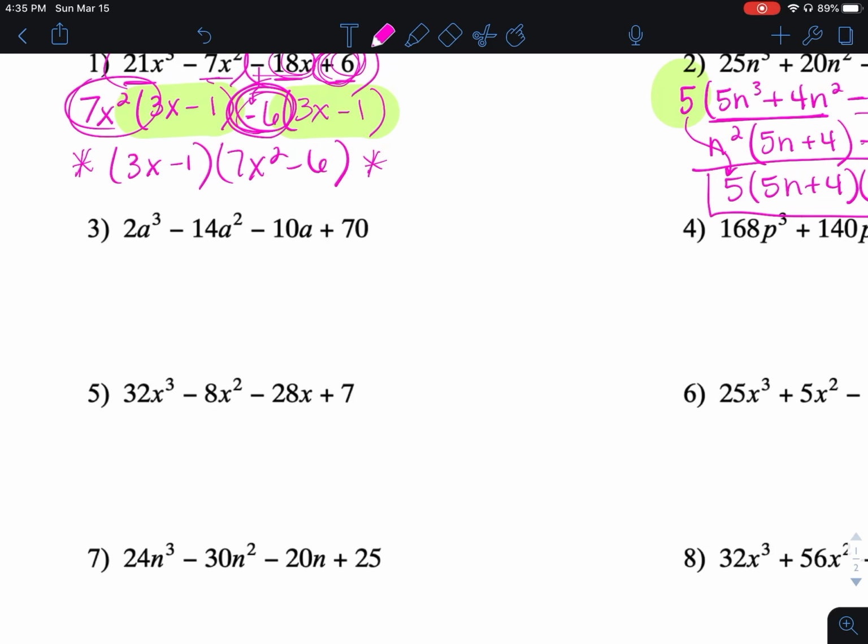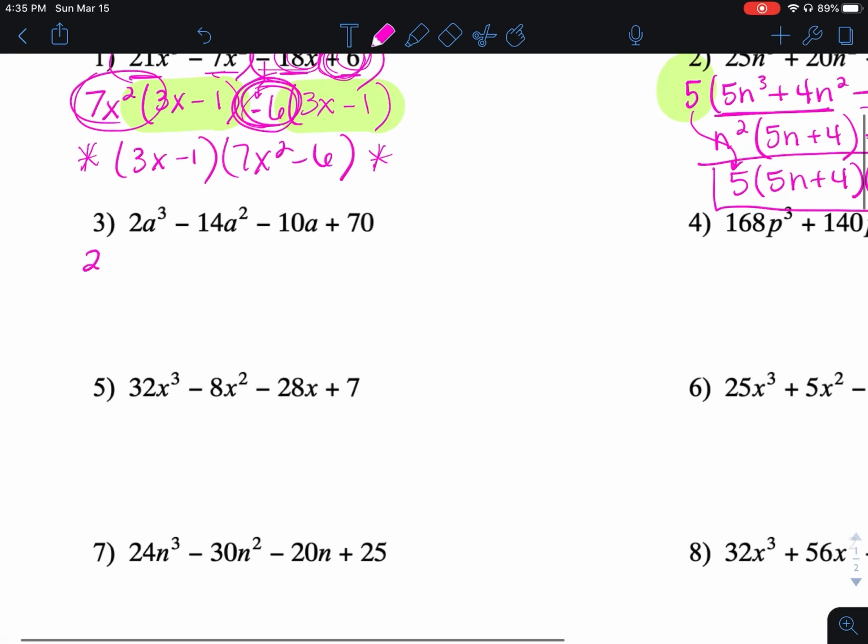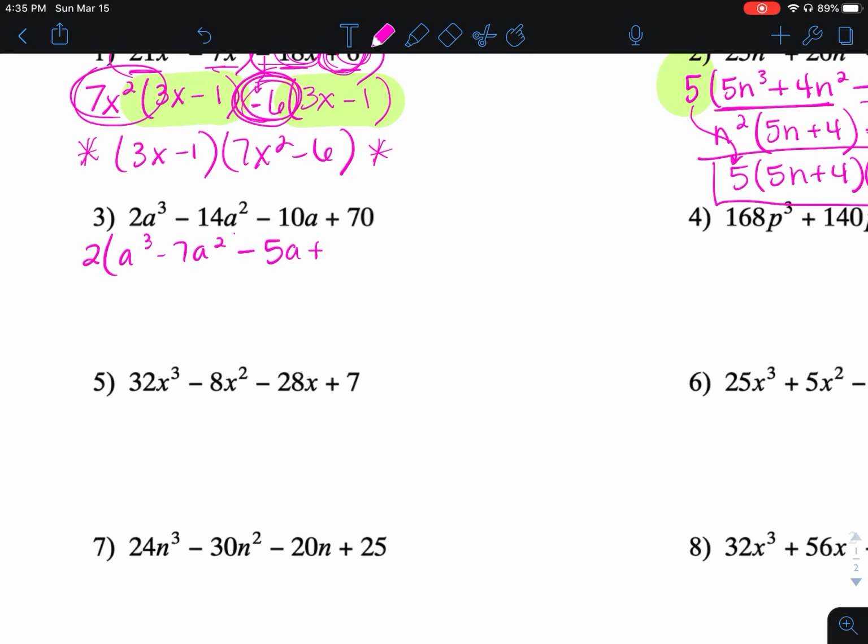All right, so if I look at all these terms, I can divide everything by 2. So I'm going to factor out a 2 to begin with. So if I factor out a 2, I'm left with a cubed minus 7a squared minus 5a plus 35. So again, this 2 on the outside is just going to hang out on the outside the whole time. It will always stay on the outside, but in the end, on the last part of the problem, we'll put it back.